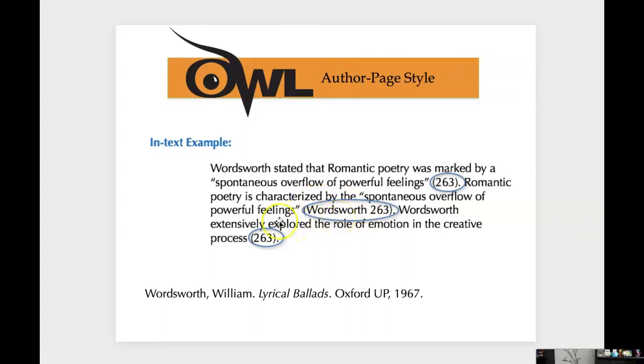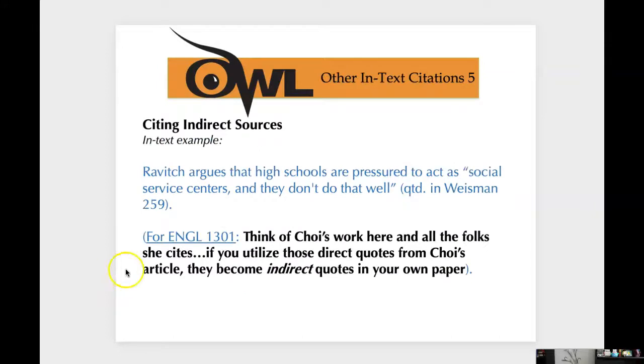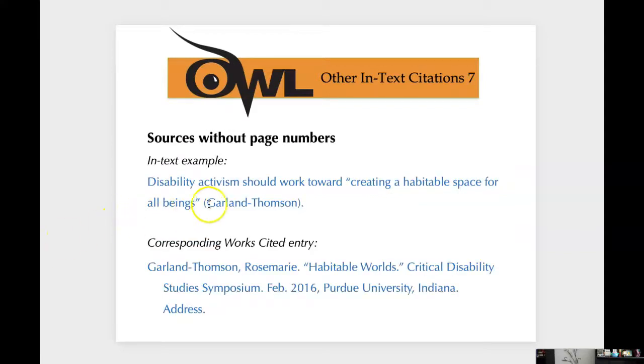And that's because if we scroll to the end of this paper, we need to look for Wordsworth. That's the first thing that will appear on the Works Cited page entry for the source. So that's why we use last names, because they match up with the Works Cited page, okay? There are some other slides here that will make more sense as we work through the different assignments. There's a slide on what happens if sources don't have page numbers, okay?